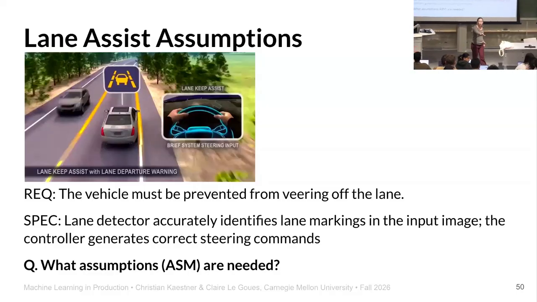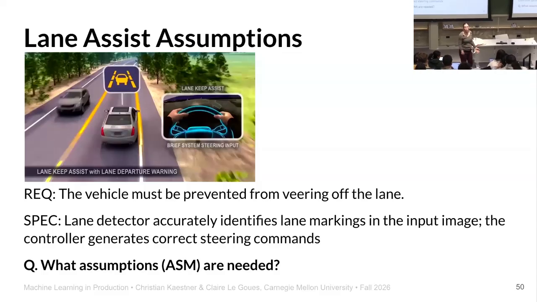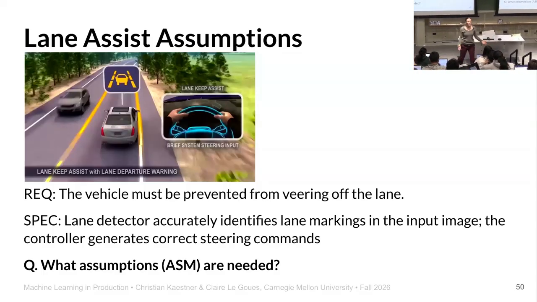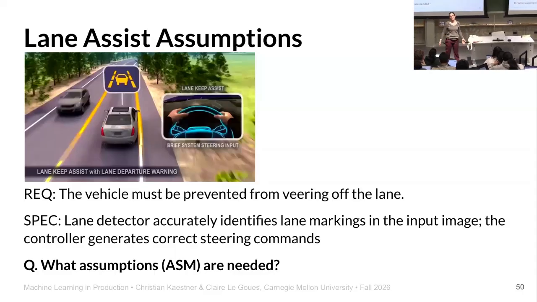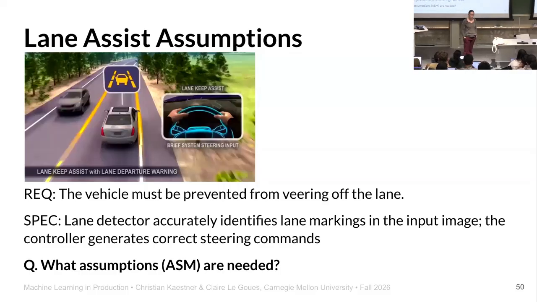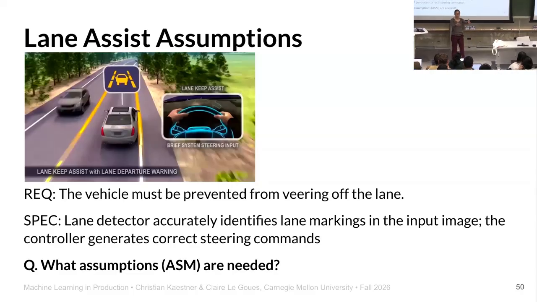We assume that roads are marked with lanes, or have their lanes marked, right? We assume we are working on a road that has lanes. This is a big one, right? That there are lane markings to identify. And we're making some assumptions probably about the distance of the lanes as well, right?